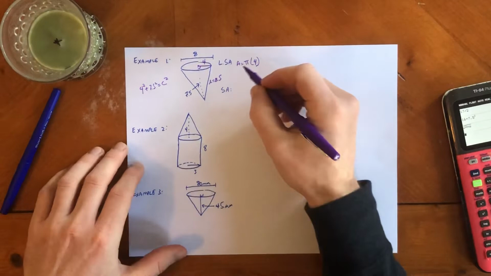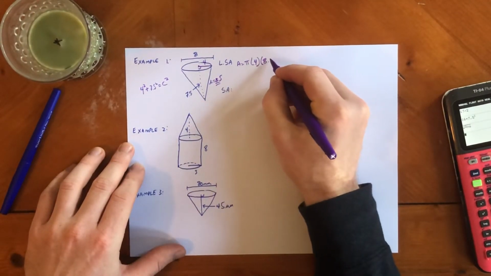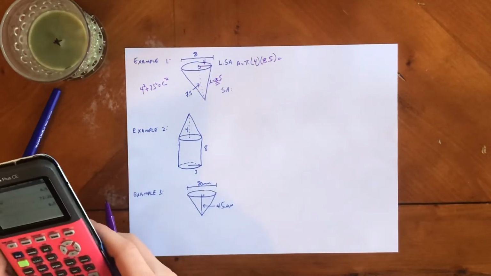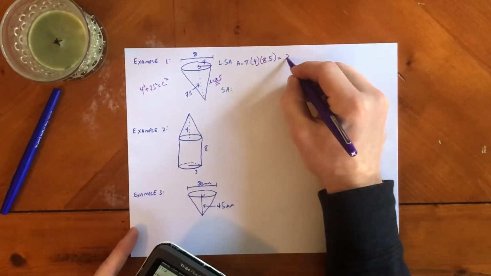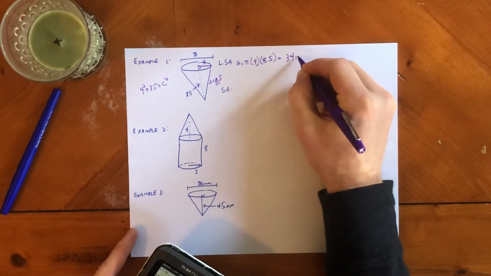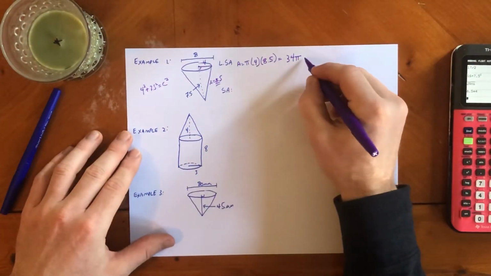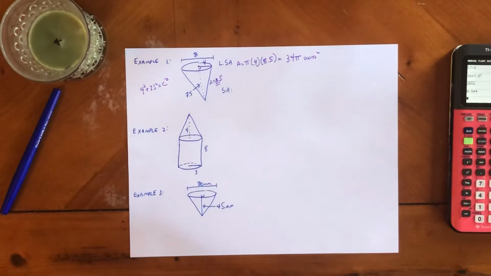So if I want to find the lateral surface area, this is going to be the lateral edge, or the slant height, they're the same thing, 8.5. So 8.5 times 4. That's going to give me a lateral surface area of 34 pi. That's the exact answer, and it's going to be units squared. If you want to figure out what the decimal approximation is, you just type it into the calculator.